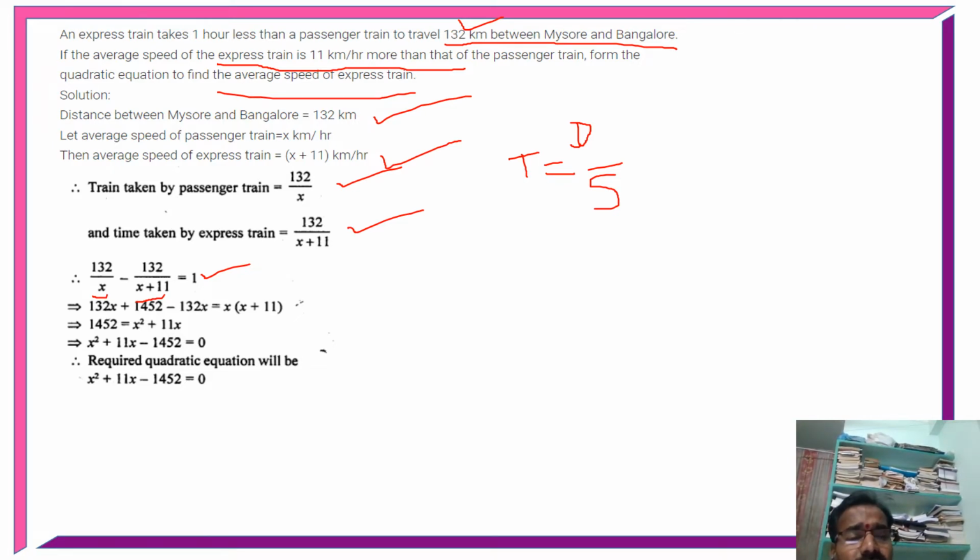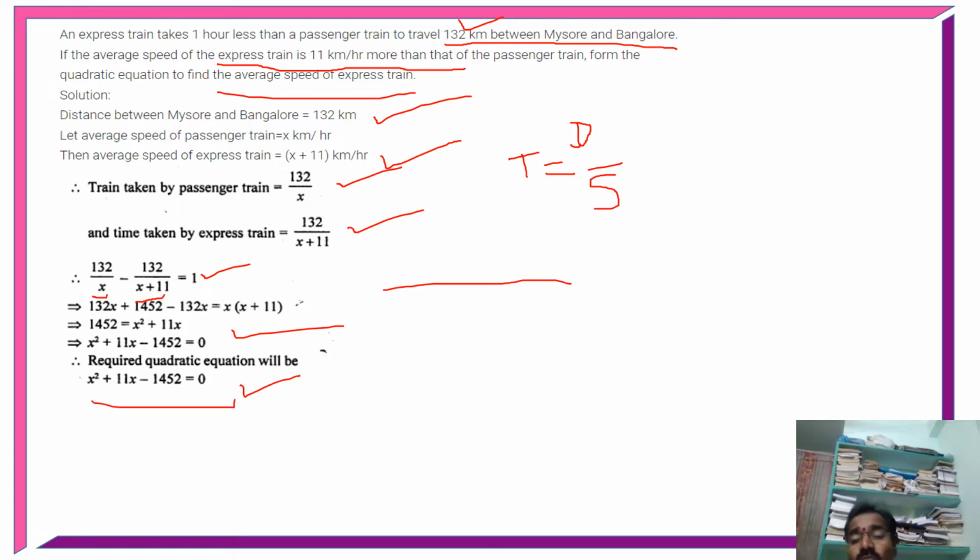And do take the LCM, and then after simplifying, we get a quadratic equation x square plus 11x minus 1452 equal to 0. Sometimes the same problem may be given to find the speed of the passenger train or express train. At that time we will find the x value by using a suitable method, either split or middle term method or quadratic formula. After that we can find the speed of the passenger train as well as the express train. Let us go with the next application in the next slide, students.